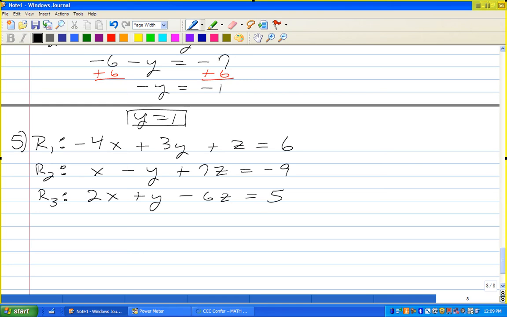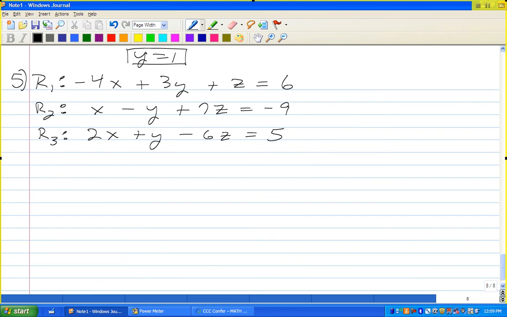Okay, so let me do this. I can either eliminate x, y, or z, and it seems to be easiest to eliminate y because there's a 1, 1, and a 3. So eliminate y. So first let me just add R2 plus R3.